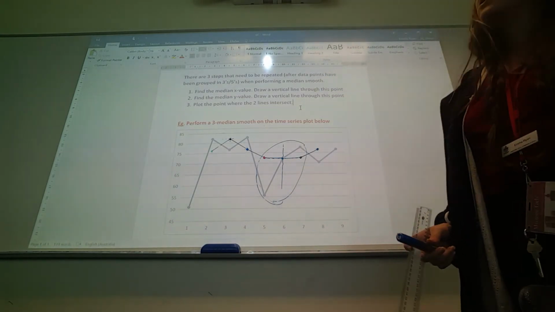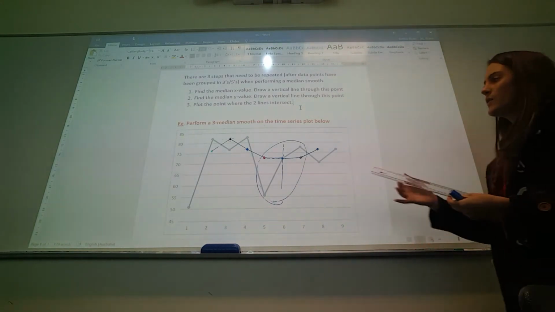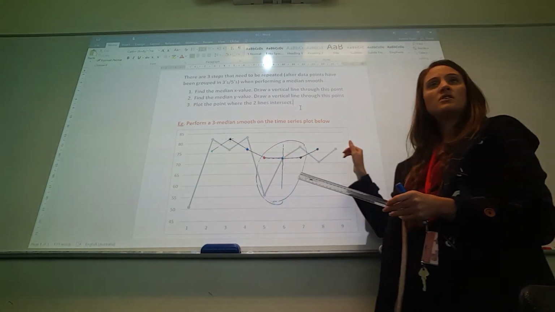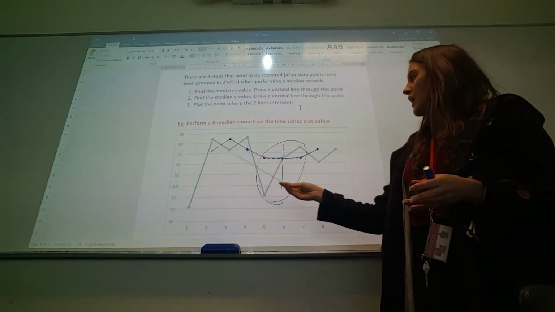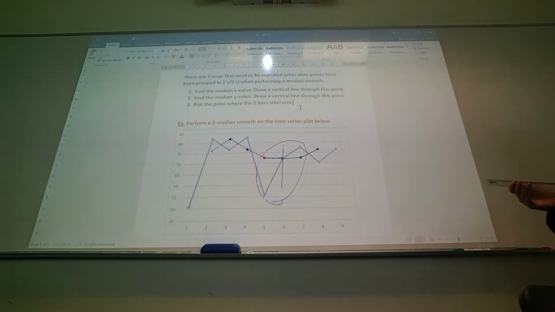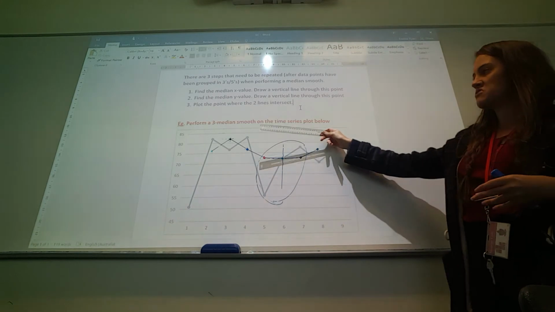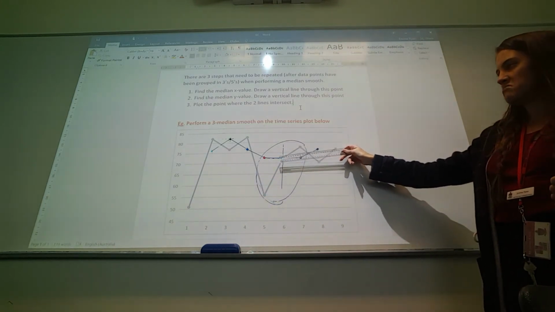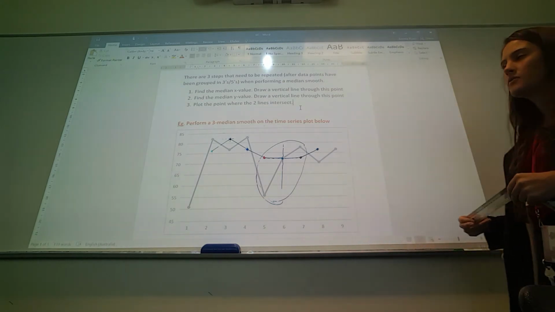That's all we've got on this sheet, but if we were asked what's happened, we can see that there's much less variation. So the 3 median smooth has taken out the variation in the graph. And from the smooth, we can still see that there's no real trend. The trend is staying steady. It's not increasing, it's not decreasing. Increasing a little bit, decreasing a little bit, but it's generally between the 70 and the 80 mark. So it's fairly steady.